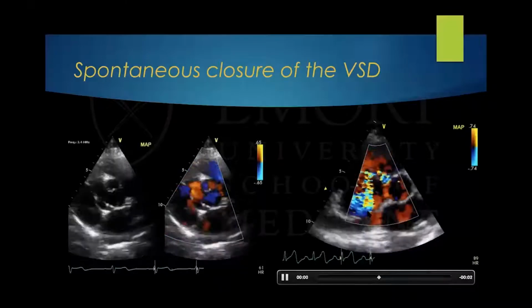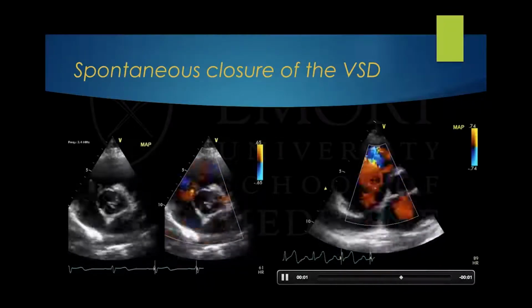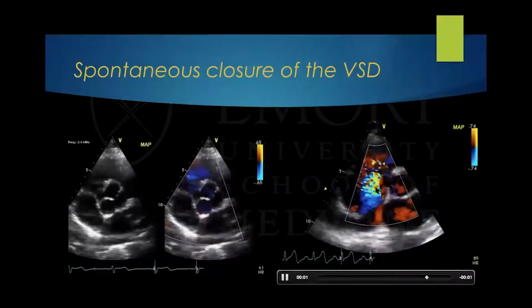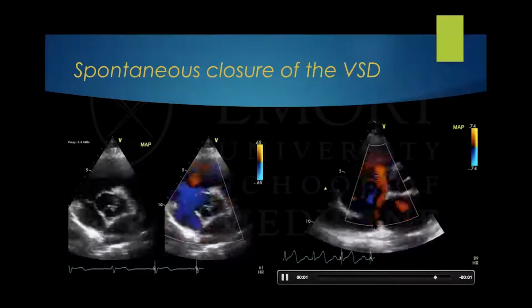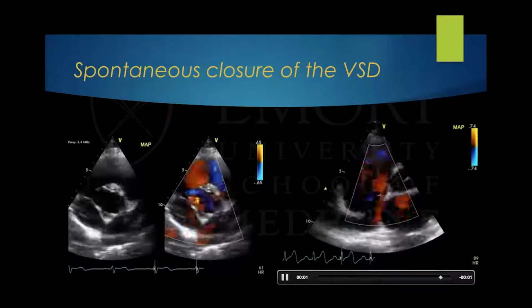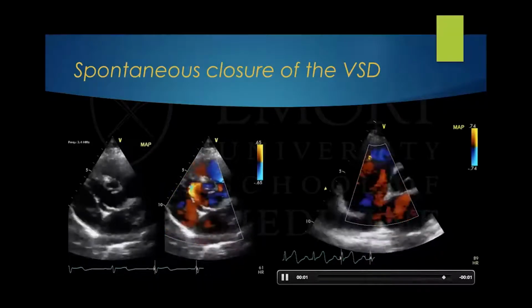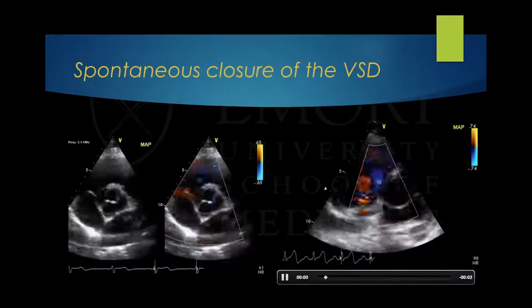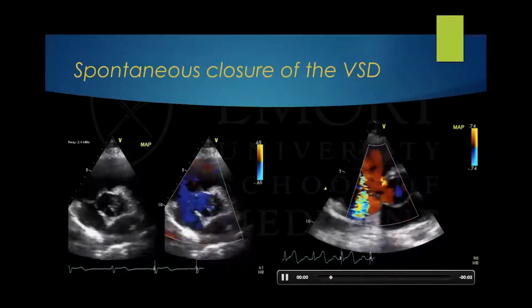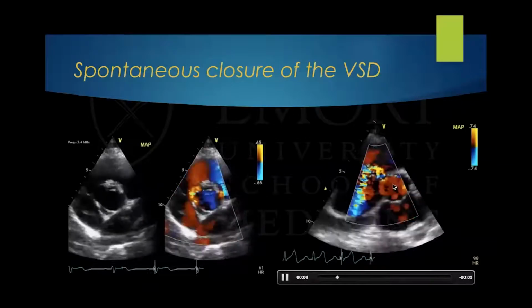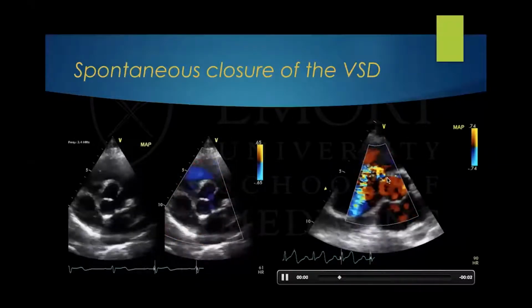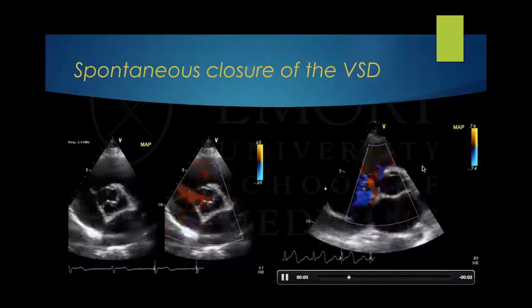What's important to recognize is that the Doppler will record the left ventricular pressure and not the right ventricular pressure. And I want to emphasize this because we have encountered patients who were referred to the center due to pulmonary hypertension, and the patient did not have that. All they had was a communication between the LV and the right atrium from the partial closure of the VSD.